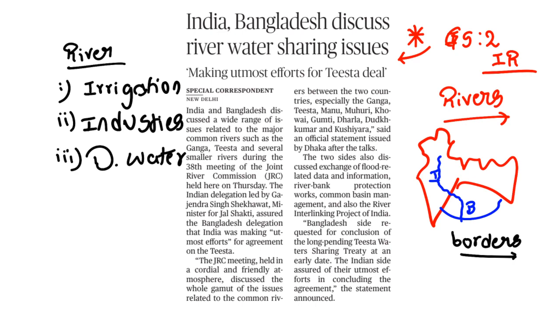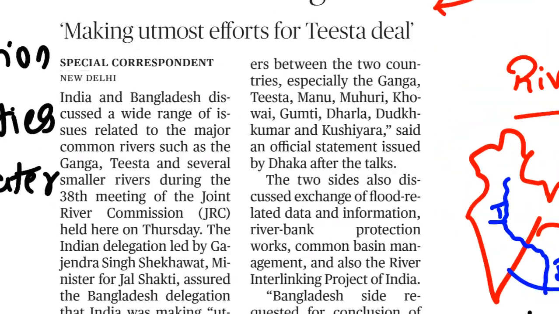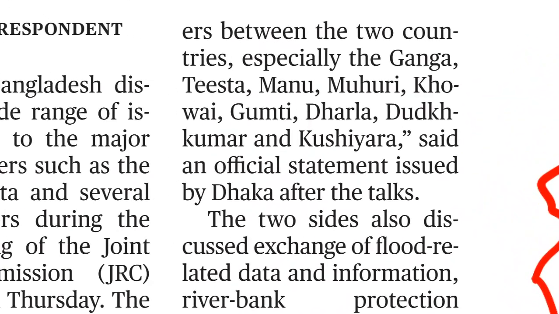In the same way, India and Bangladesh have the JRC. JRC means Joint River Commission. This Joint River Commission helps in reducing the problems of India and Bangladesh regarding the rivers. Are you getting? So the JRC meeting is going to happen, and they want to clearly sort out the issues in these rivers. These rivers are the major rivers flowing from India to Bangladesh.